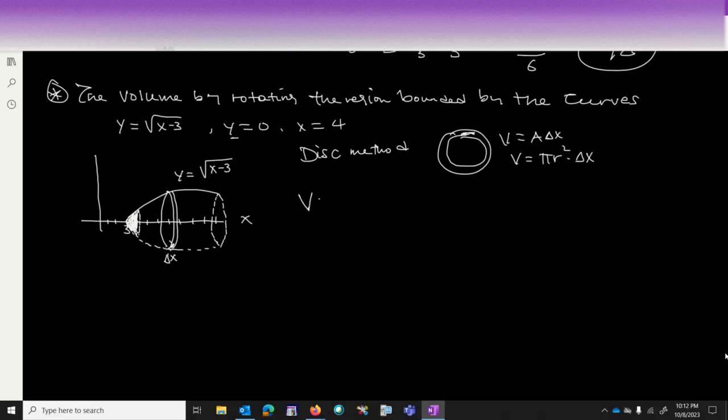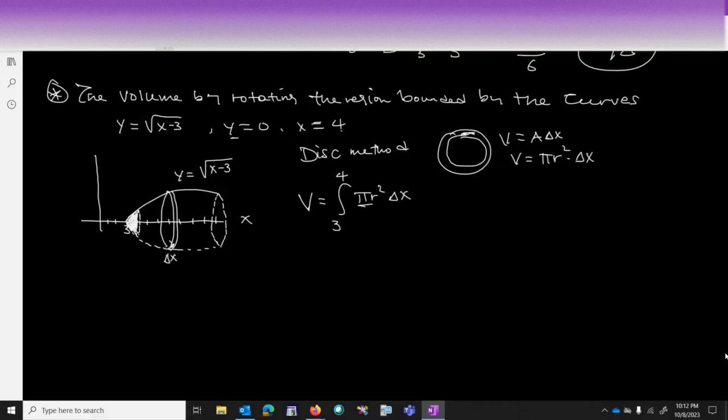So let's go ahead. The formula is the volume equals the integral from what to what? From 3 to 4, because x equals 4, and y equals the square root of x minus 3, so it starts from 3 and stops at 4. This is going to be pi r squared dx. Pi r squared is the area, and dx is a little thickness, so we can call it width. Area times width is the volume of that little disk.